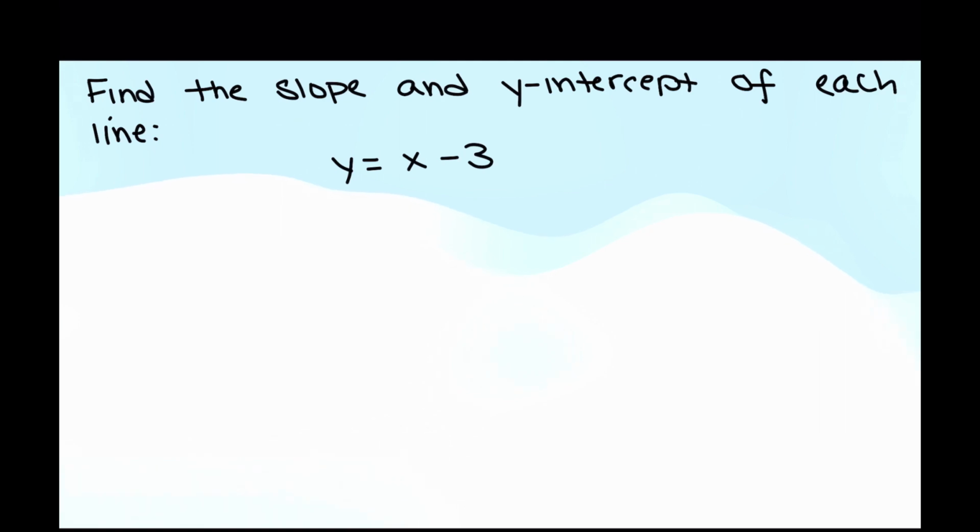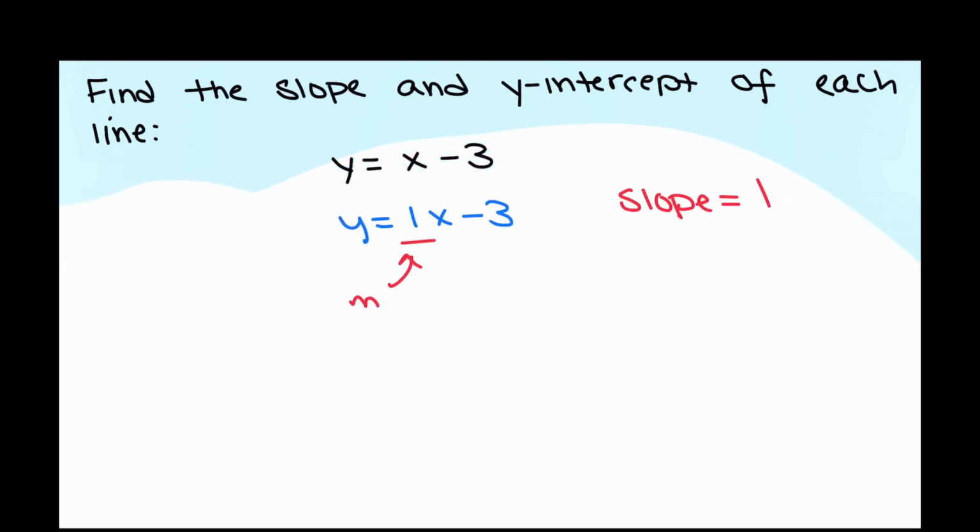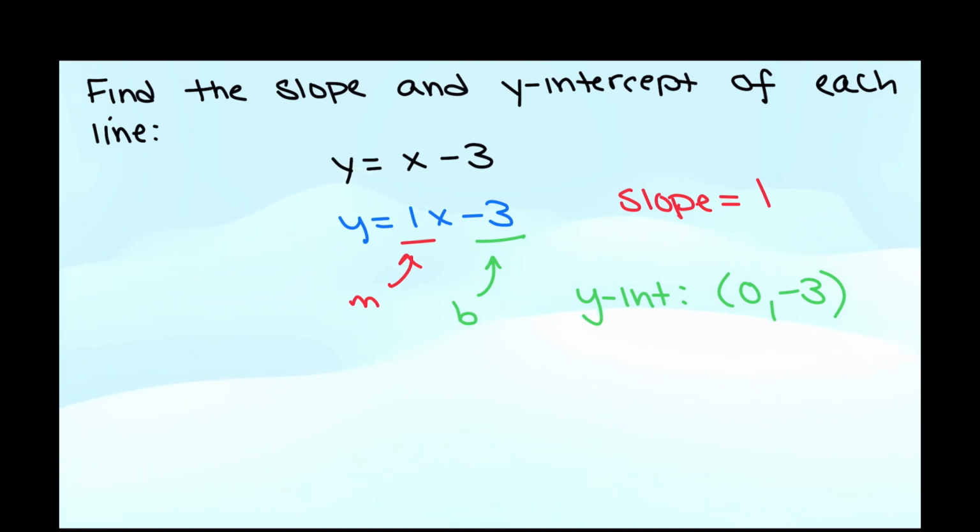I have the equation y equals x minus 3. This equation is already in slope-intercept form because y is by itself on one side of the equation. So to get the slope, I'm going to identify the number in front of the x. The x doesn't have a number in front of it. That means it's only one x. It's kind of like there's an imaginary 1 there, and that is my slope. The slope of this line is 1. The constant, the minus 3, is my y-intercept. So the y-intercept would be located at the point 0, negative 3.